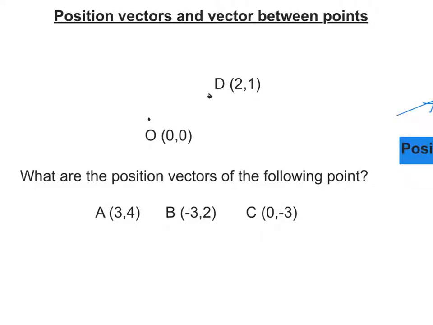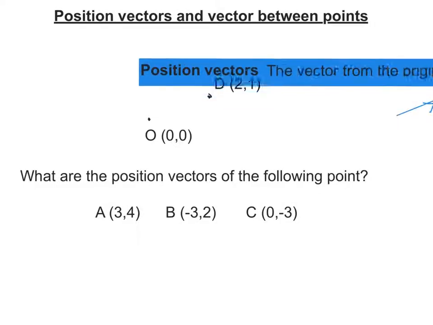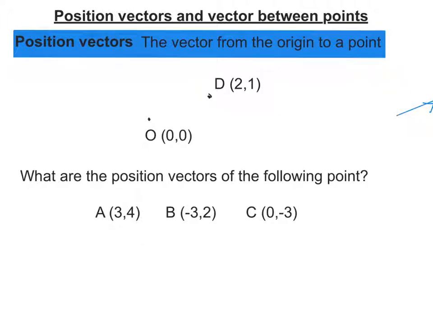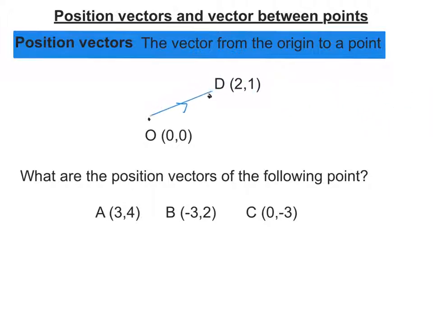In this video, we're going to look at position vectors. Now, a position vector is the vector from the origin to a particular point. So below here, we've got the particular point D, which has coordinates (2, 1). So the position vector of D is the vector from the origin (0, 0) to D, represented by that blue line.